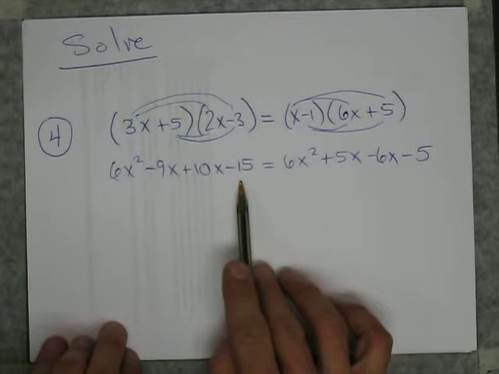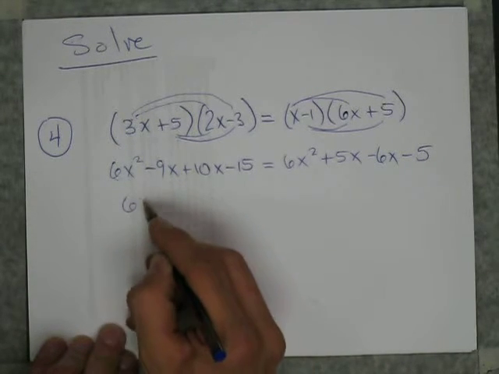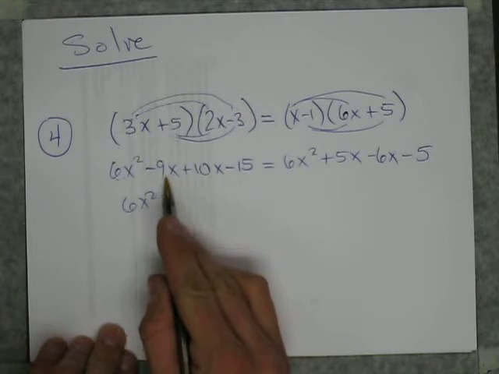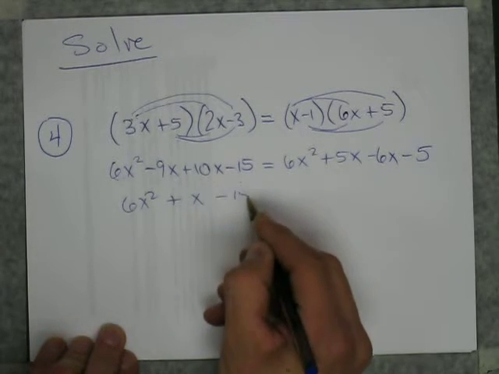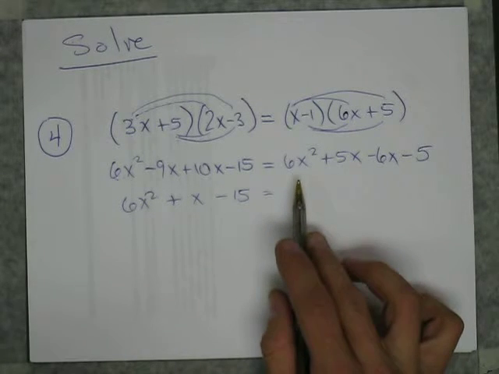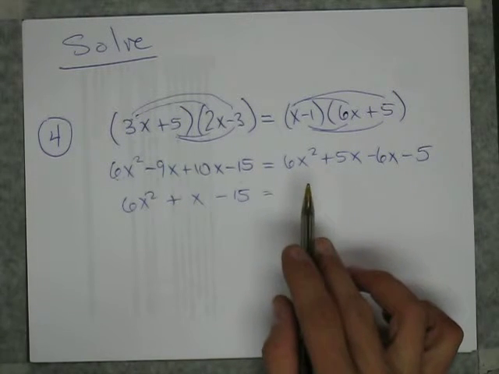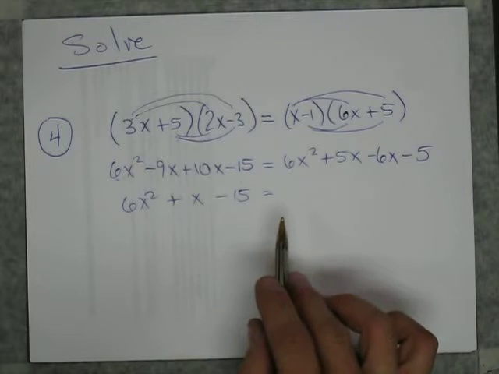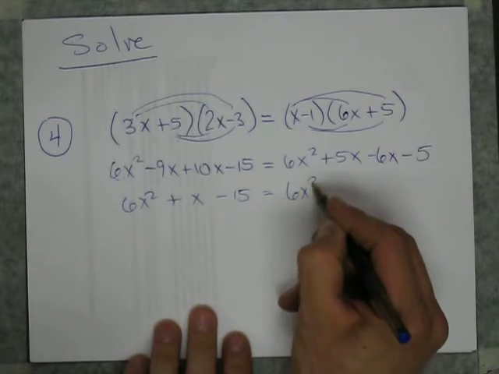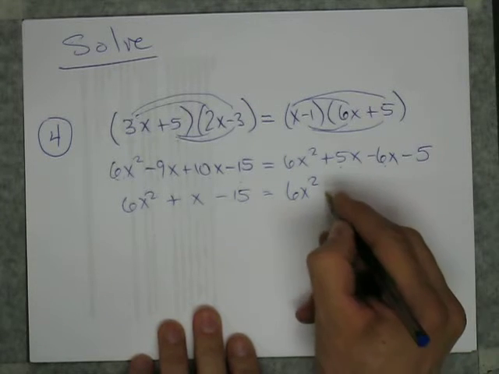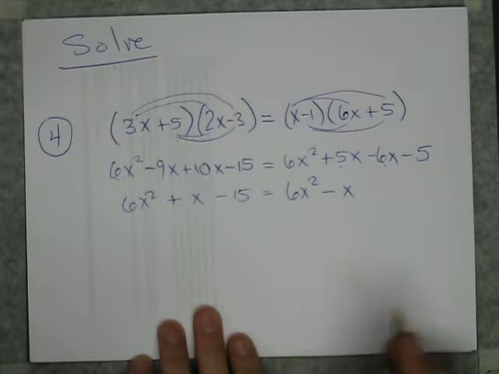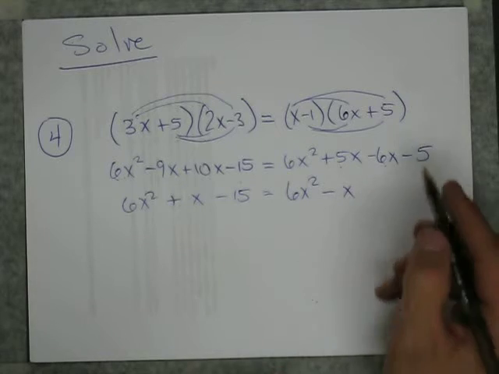So let's go back over to the left and combine our like terms. 6x squared is nothing to combine to. Negative 9 plus 10 is a positive 1x. We don't write the 1, we just write positive x. We have 6x squared, which stays. Then we have 5x minus 6x gives us negative x, because 5 minus 6 is negative 1, negative 1x minus 5.